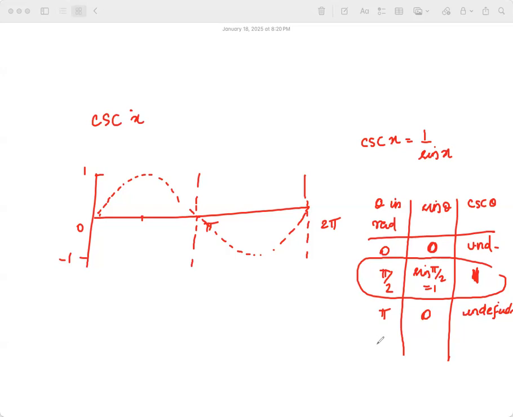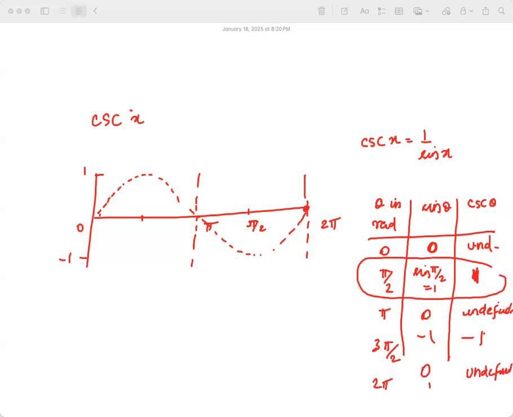Abhiram, can you help me with the next one? 3 pi by 2 and 2 pi. Guys, what is sine 3 pi by 2? Would it be -1? Yes, -1. So cosecant will be -1. At 2 pi, sine 2 pi is 0, so this will be undefined.